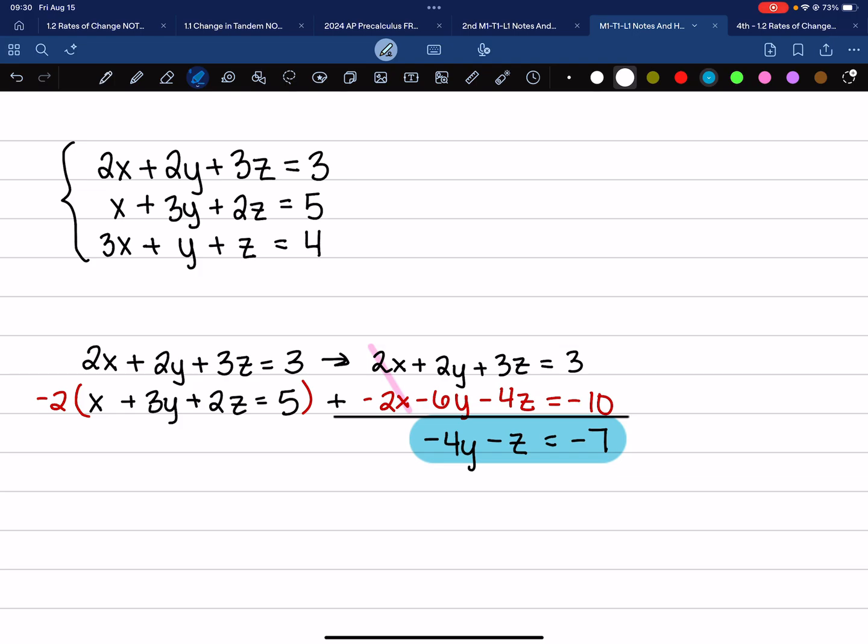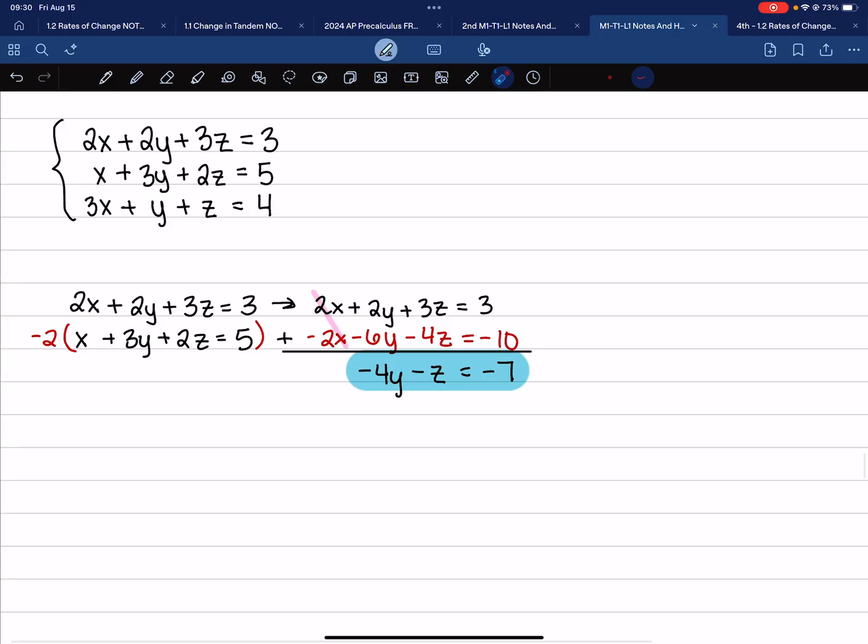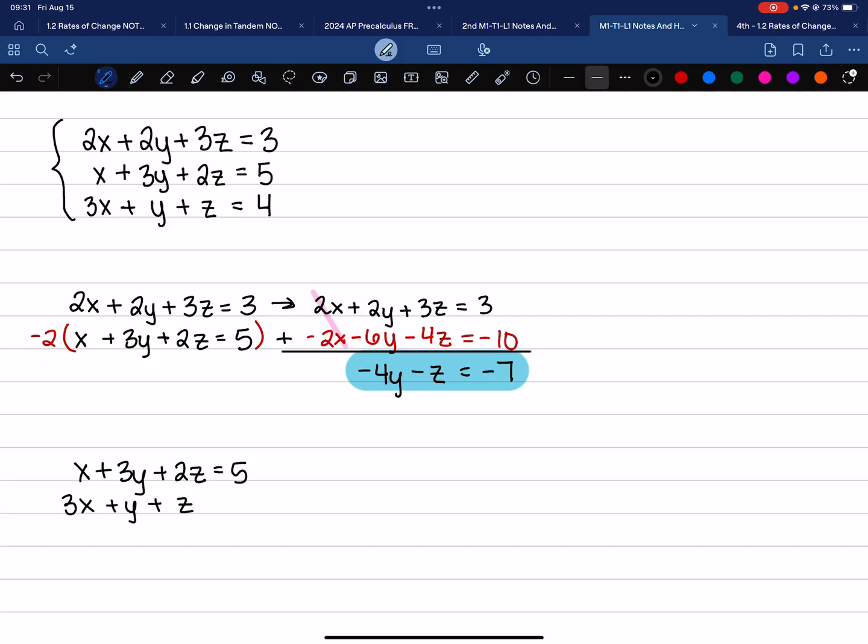Now we're going to do the same process again, but with that middle equation and the last equation. So that middle equation gets used twice. One equation will always get used twice. So I'm going to rewrite them. We have x plus 3y plus 2z equal to 5. We have 3x plus y plus z equal to 4. This time, we still want to cancel out the x variable. You have to cancel out the same variable when you do this step. So it has to be x.